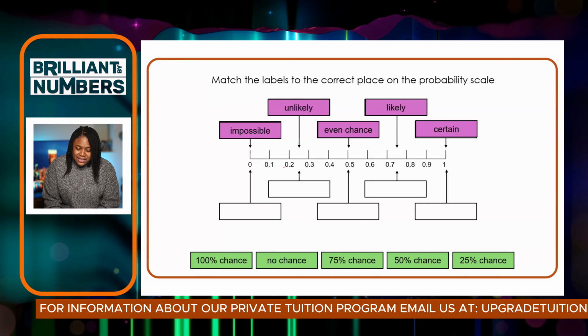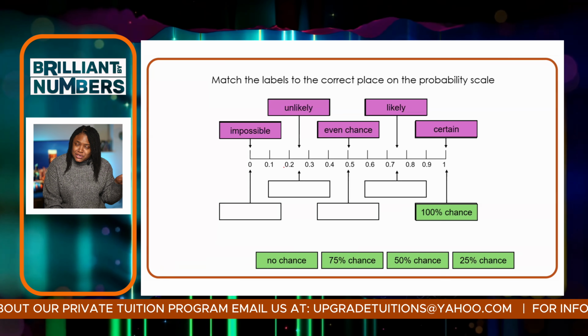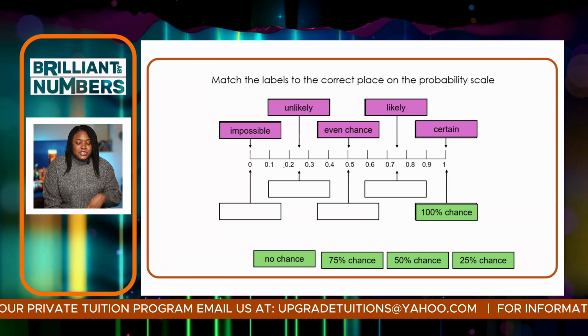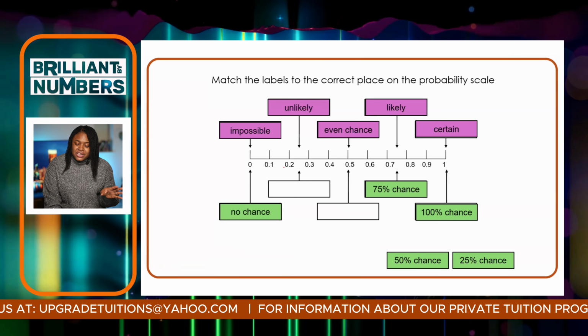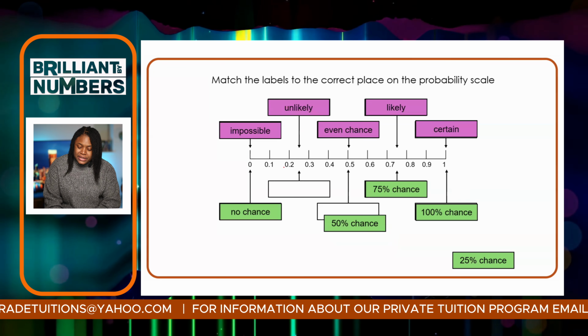Now we're going to look at the green. 100% chance is another way of saying certain, so that goes at 1. No chance of happening, impossible, so that goes at 0. Then we've got 75%. We just need to locate that on the scale, the same place where we would have likely. 50% chance, again, even chance, 50-50, 0.5. And then finally, 25% chance, a quarter of the way, unlikely to happen. So we place that on the scale.